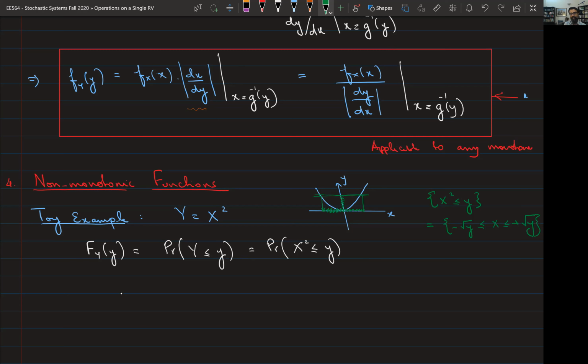Because there's a correspondence between these two events, the probability is going to stay the same. So this must be equal to the probability that minus root y is less than or equal to capital X is less than or equal to plus root y. What is this probability equal to? Why, Mohsin?